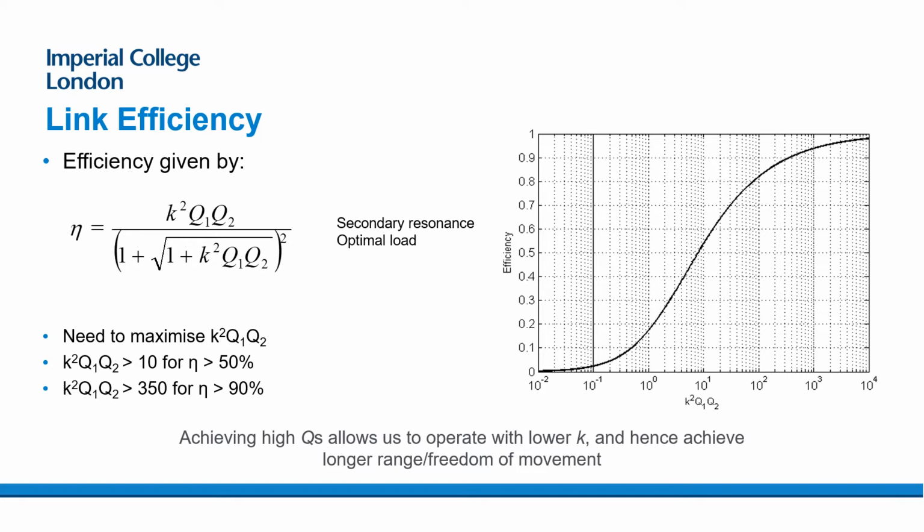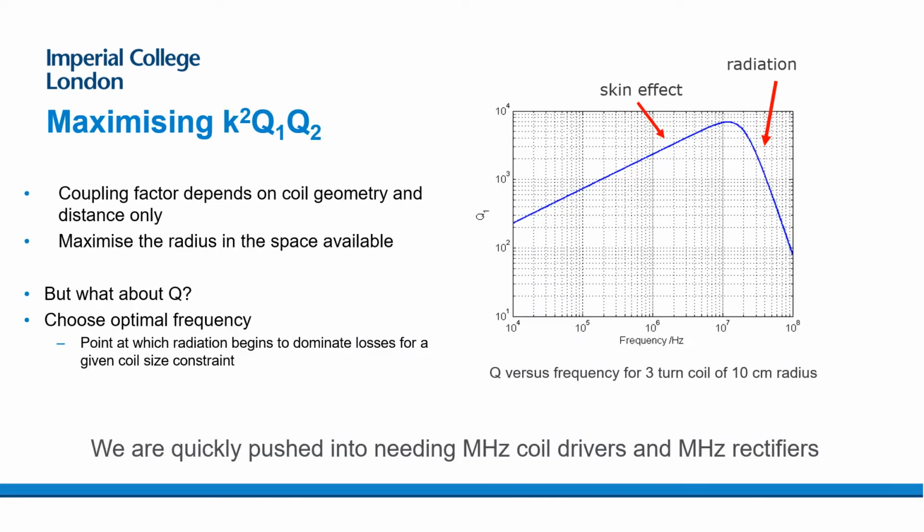If we can have a k squared Q1 Q2 product that is greater than 10, we will get an efficiency in the link of greater than 50%. If we have a k squared Q1 Q2 product that is greater than 350, we end up with a link efficiency that's greater than 90%. And that's the sort of thing that we're aiming for in a high frequency IPT system. The question then is, how do I maximize this product k squared Q1 Q2 in order to maximize the efficiency of the link?